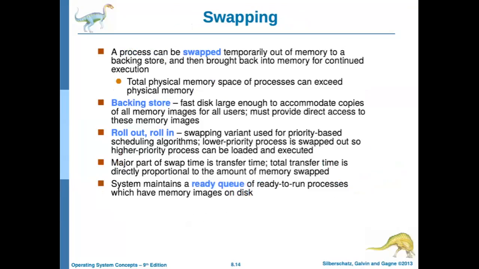Now one more concept is called swapping. Those who have already installed the Linux operating system may have come across something like a swap partition. So usually in installation we create three partitions. One is called the root partition, one is the boot partition, and one is the swap partition. Whatever this swap partition is, that is called swap space. That is also called a backing store.